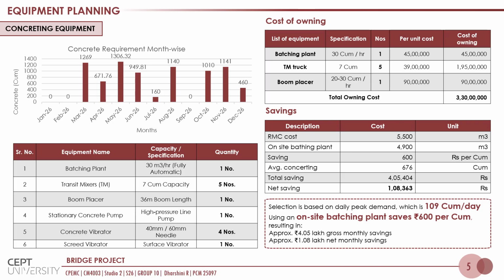This resulted in gross monthly savings of approximately 4 lakh rupees and net savings of approximately 1 lakh rupees per month. Therefore, owning a batching plant was considered economically beneficial due to continuous concrete demand during bridge construction.